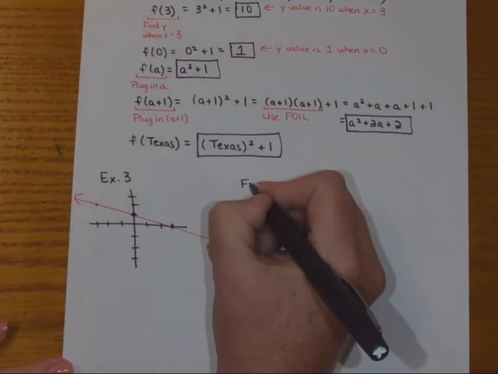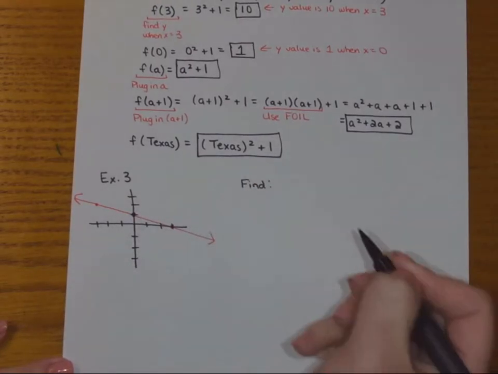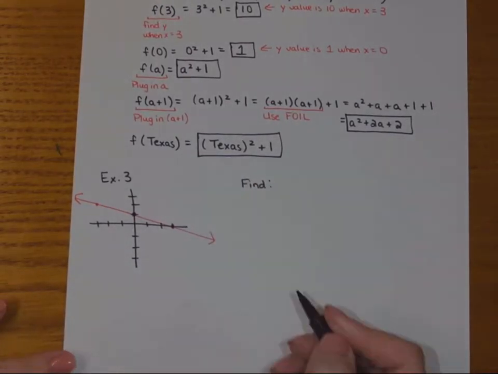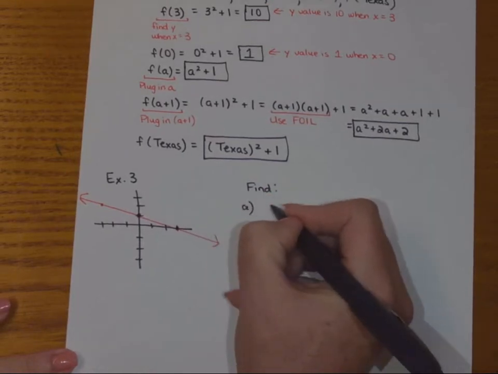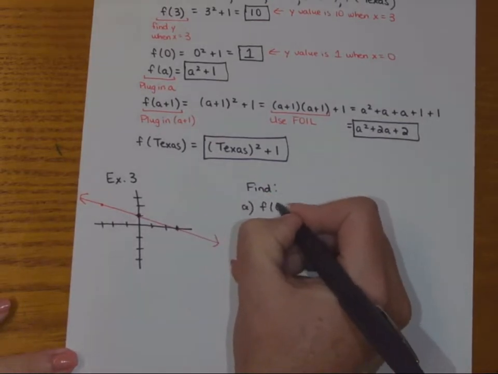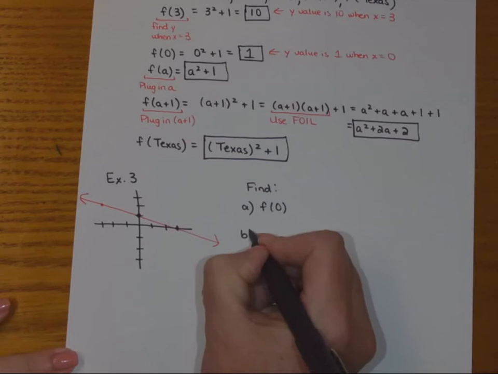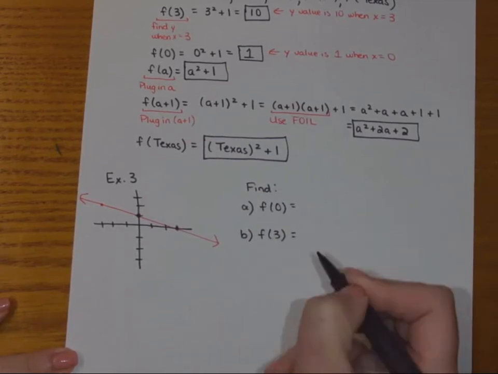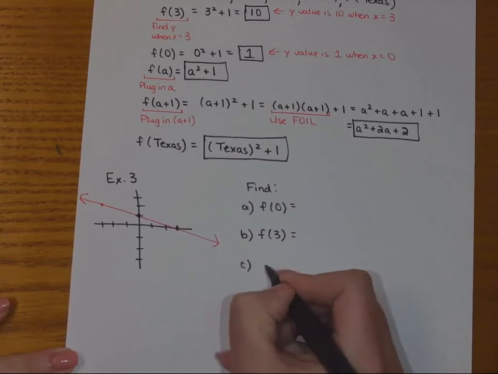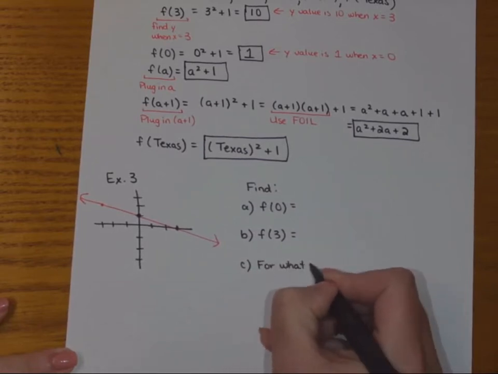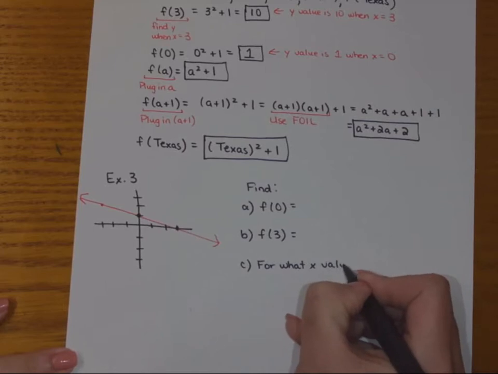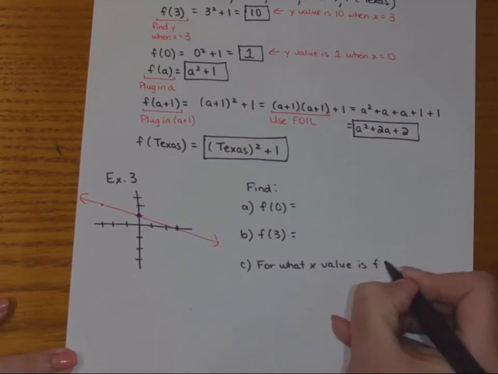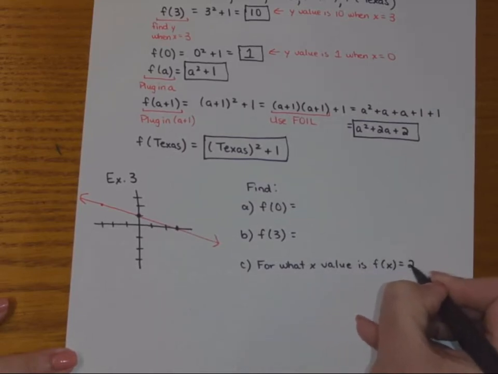So based on this graph, let's say that I wanted you to find some of the same things that I asked you to find in example 2. So I want you to find f of 0. Maybe skip some space, so if we need an explanation under it, we can. I want you to find f of 3. And then I want you to try to tell me for what x value is f of x equal to 2.